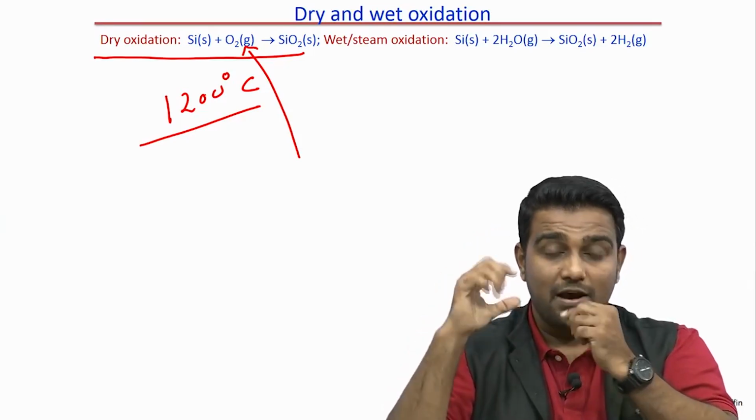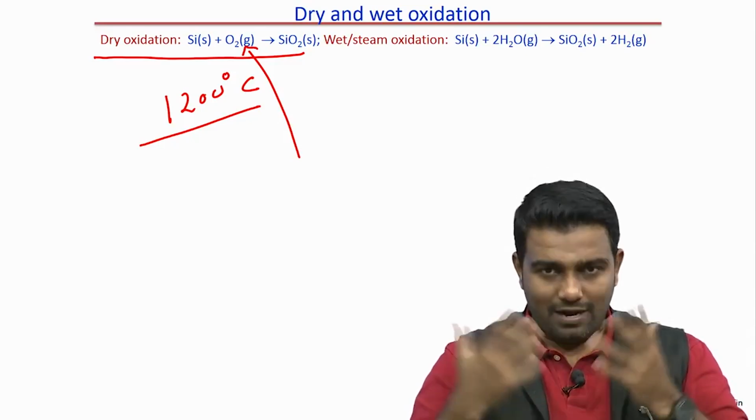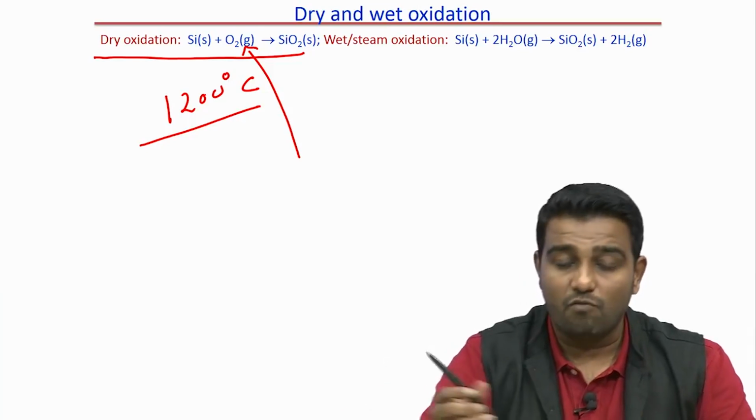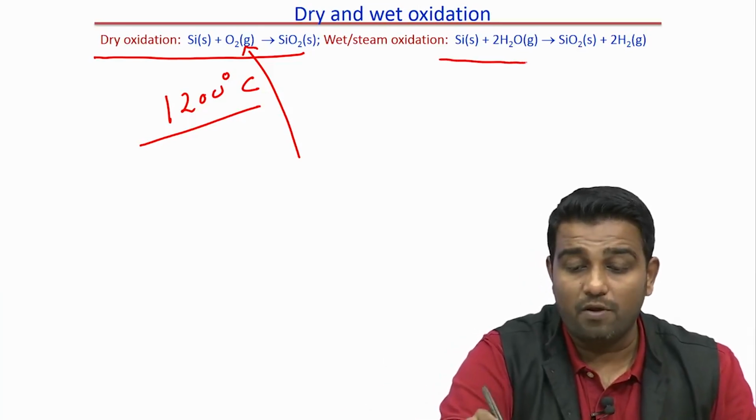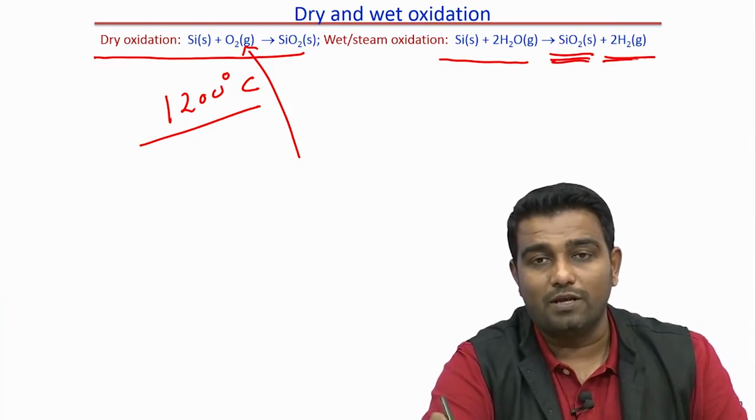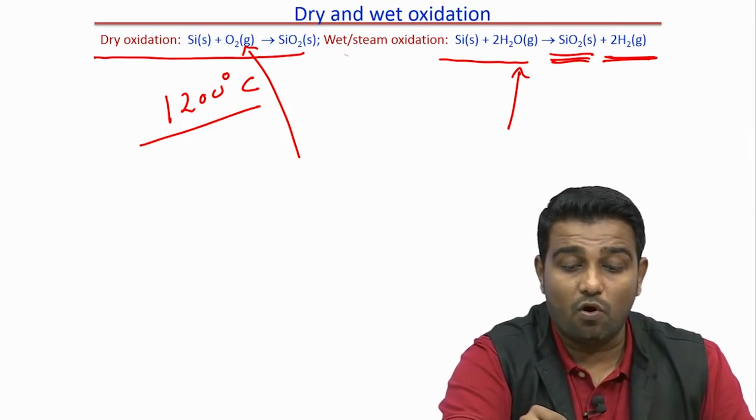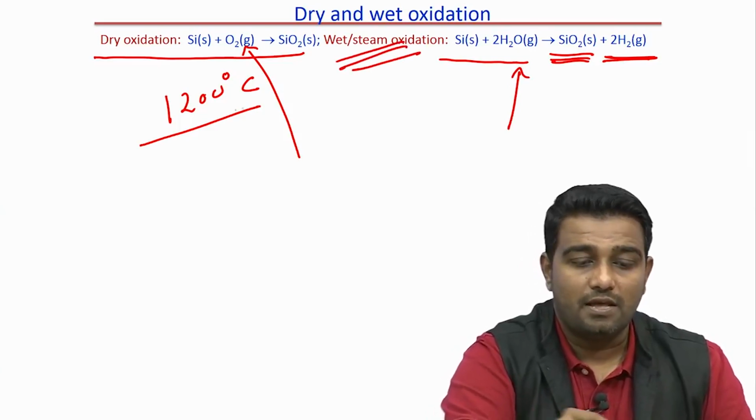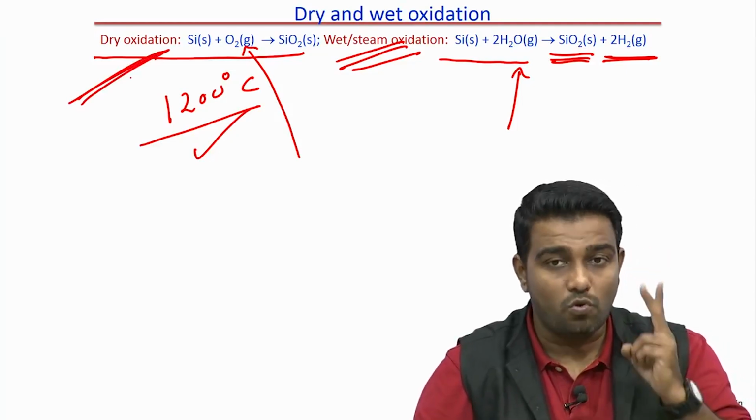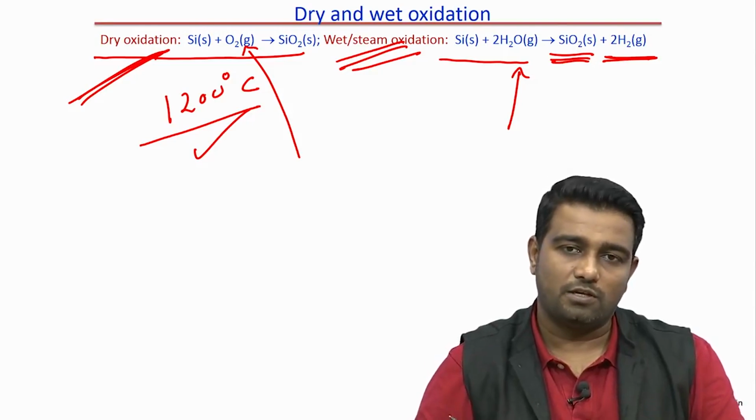In that case, I have silicon reacting with water vapor, H2O. So, when I balance my equation, what will I have? Silicon plus 2H2O will give us SiO2 plus 2H2. So, this technique is called wet oxidation, and the earlier one is called dry oxidation. That means now we know two types of oxidation, one is dry oxidation, one is wet oxidation, alright.